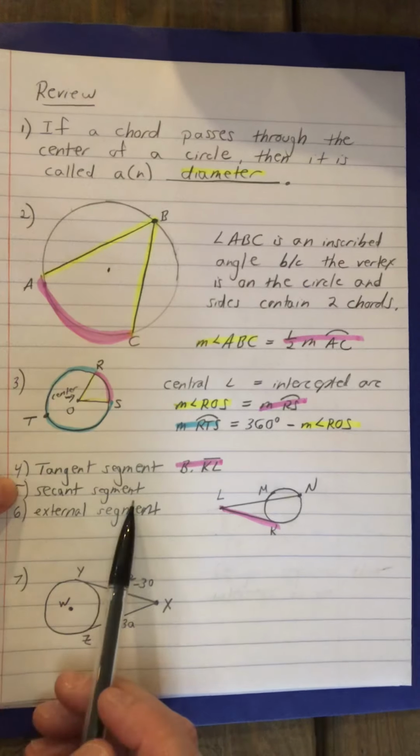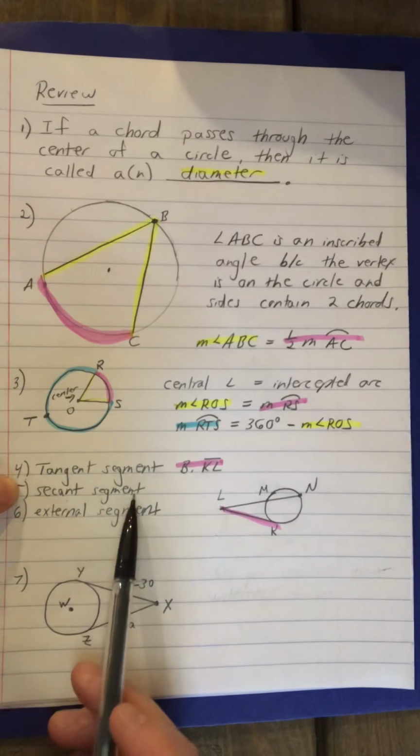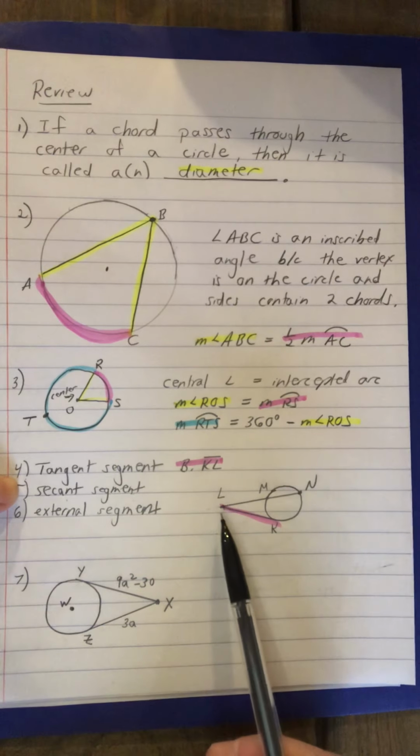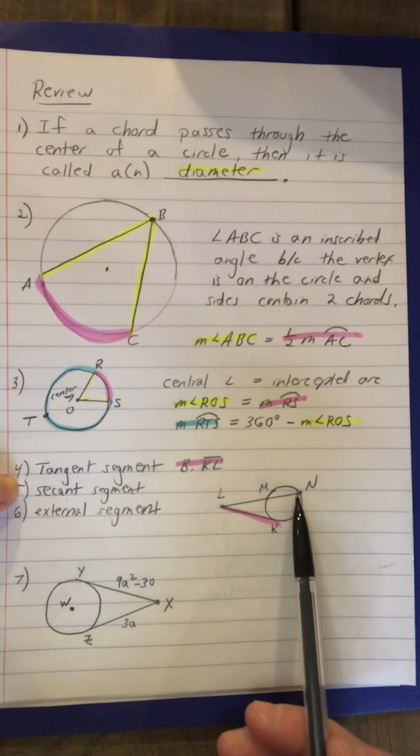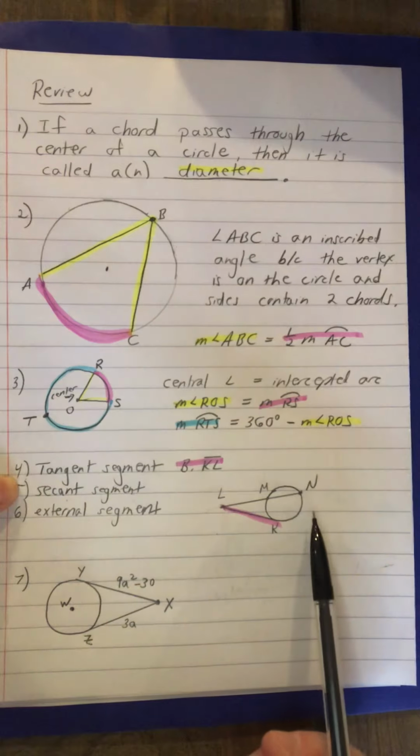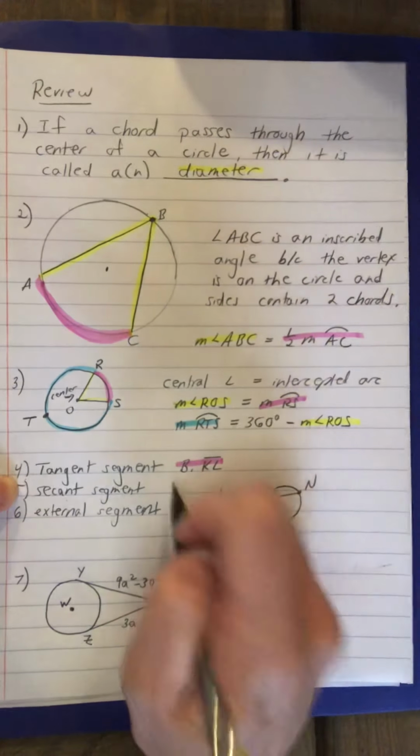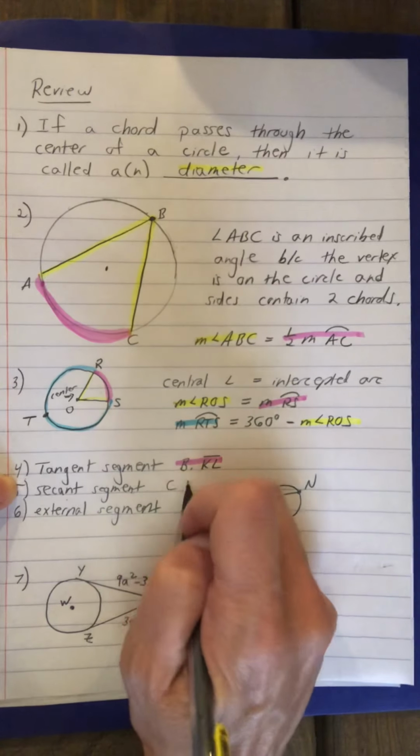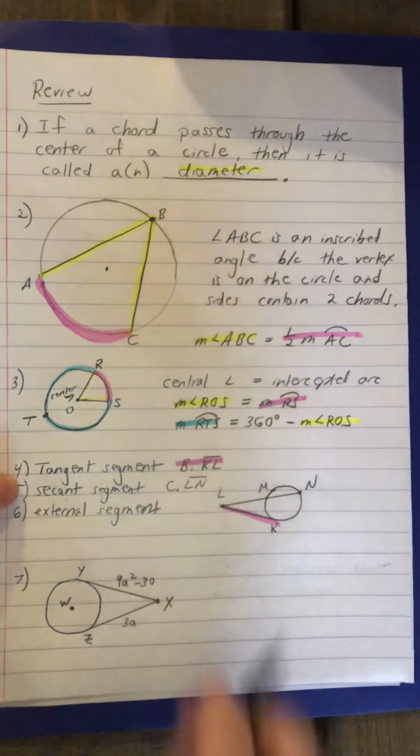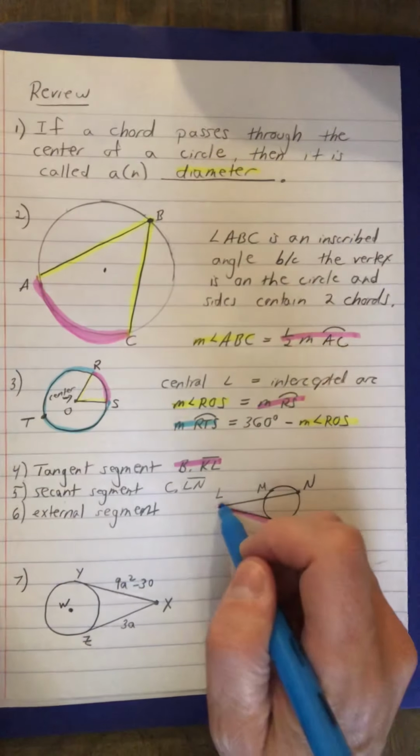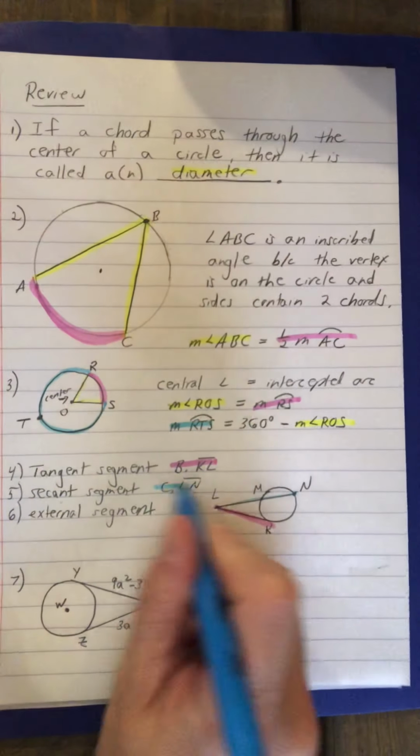Now, a secant segment is a little different. A secant segment would be something that intersects a circle at 2 points. So if I take a look at this, LN, right? LN would be my secant segment. So that is C, LN. So if I looked at that whole thing right here, LN would be my secant segment.